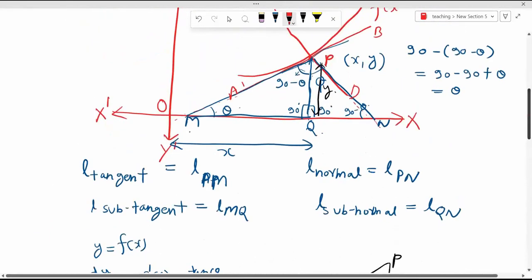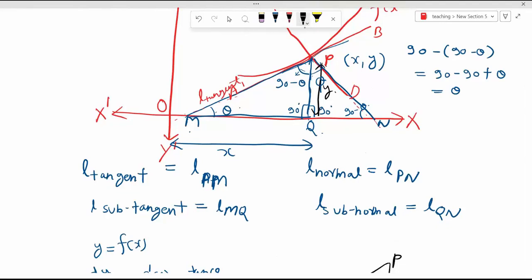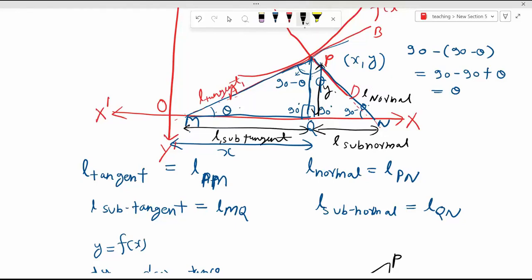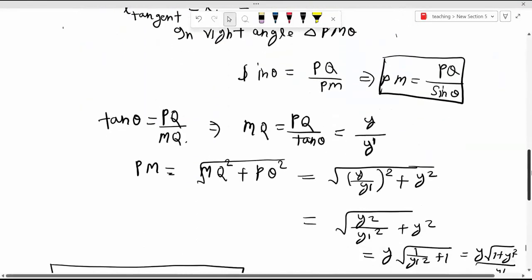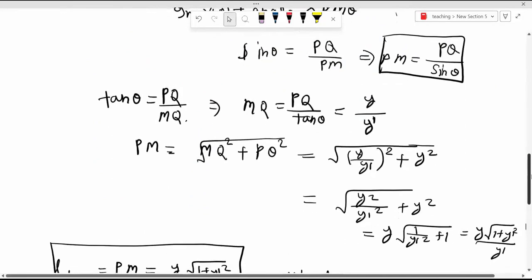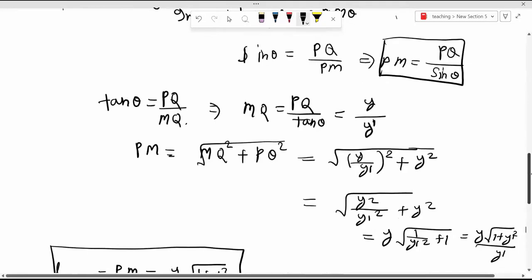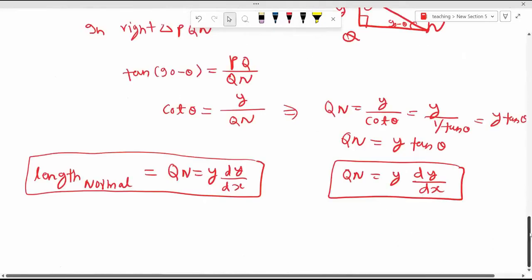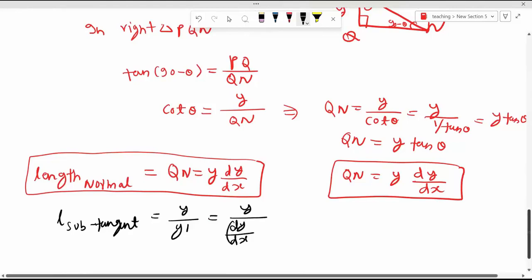Let's move towards our picture. Now PM is the length of the tangent, this is the length of the normal, this length is the length of the subnormal, and this length is the length of the subtangent. We already calculated MQ and QN. Here MQ is y by y dash. This is the length of subtangent. So length of subtangent is y upon y dash, where y dash is dy by dx, the derivative of y with respect to x.